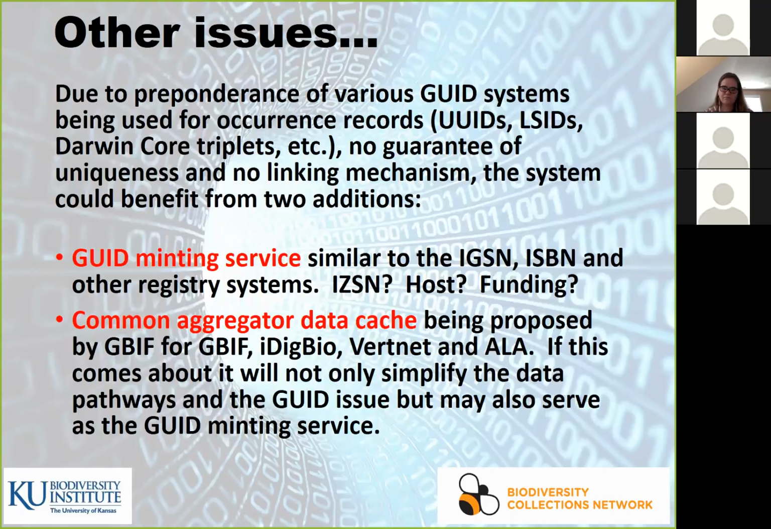And that common aggregator cache would then be used in order to run all of the data cleanup, all of the usage statistics, all of those kinds of things, and thereby significantly simplify the data pathways and the whole system of ensuring that these linkages are made between these various elements. This common data cache could essentially also function as the minting service. In terms of if you have a single data cache, you could then fairly easily ensure that all of the GUIDs that are associated with individual records are indeed unique.